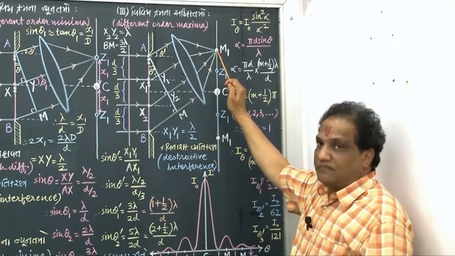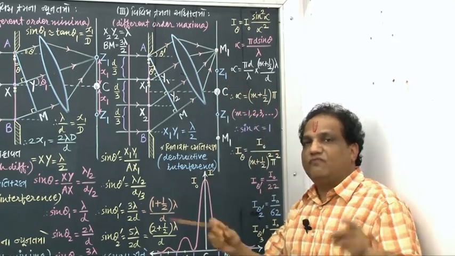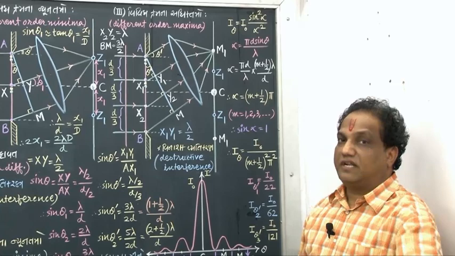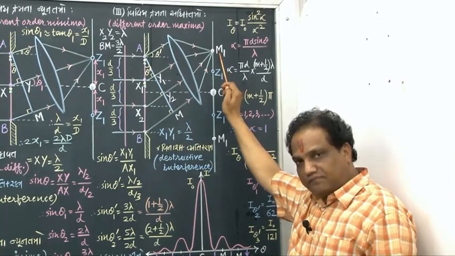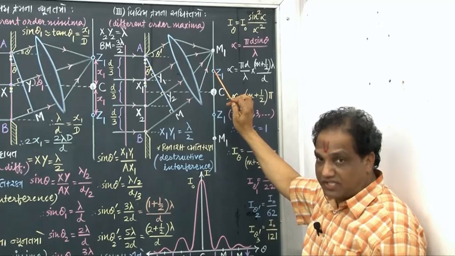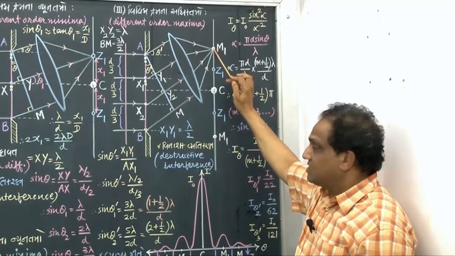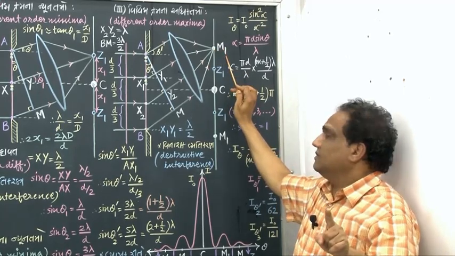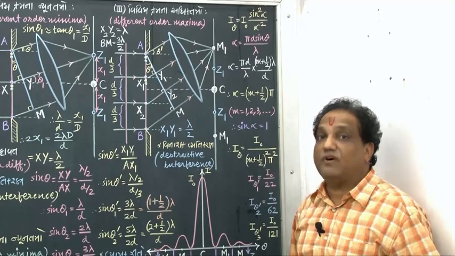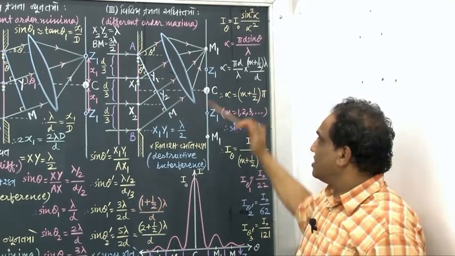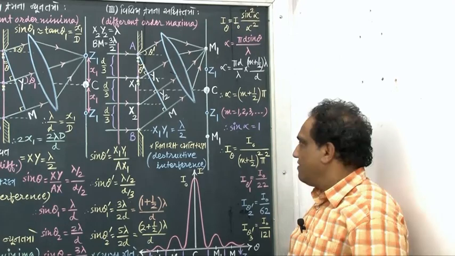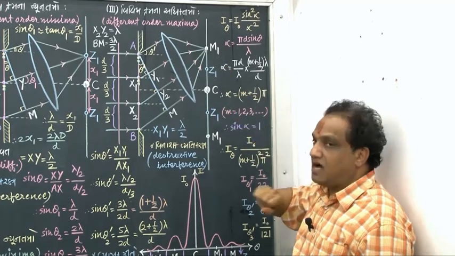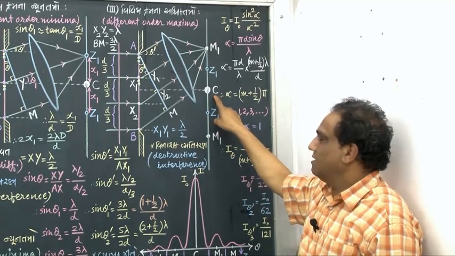We call this point the first order maximum. The word is maximum, first letter is M, that's why I am putting M. And after you got 0 intensity here, when you move up, this is the very first time you are getting maximum intensity, that's why I am putting the symbol M1. The meaning is first order maximum. The way you got the first order maximum on the upper side, you can get the first order maximum on the lower side also. Both the first order maxima are equidistant from the central maximum.